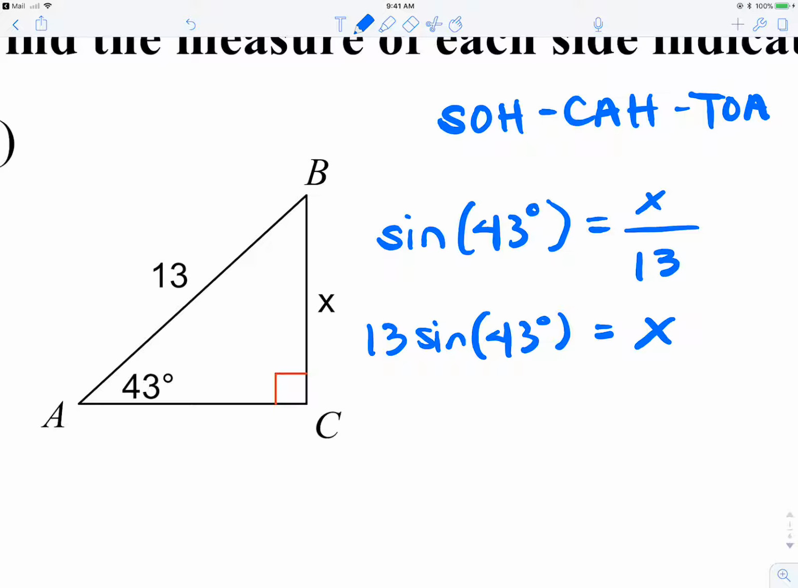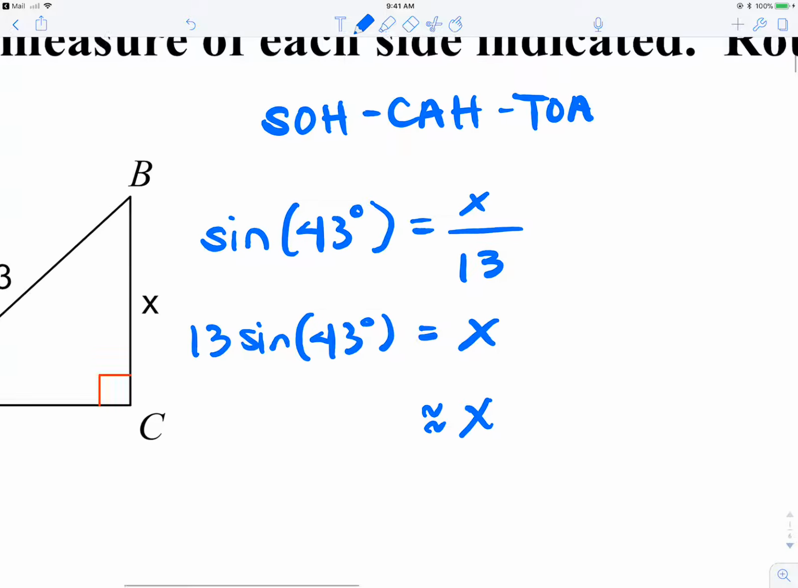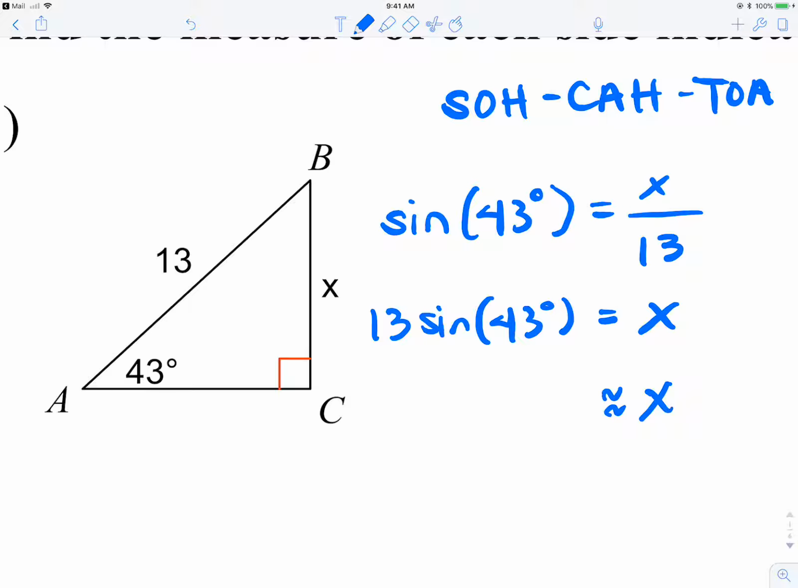43 degrees is not an angle that's on the unit circle, so we cannot evaluate it exactly. We're going to need to use our calculator. This is the side x written as an exact value, but we want a decimal approximation. The directions say to round to the nearest tenth, but to stay consistent with the AP exam that you will most likely be taking next year, you need to round to 4 decimal places, so to the 10,000th place.